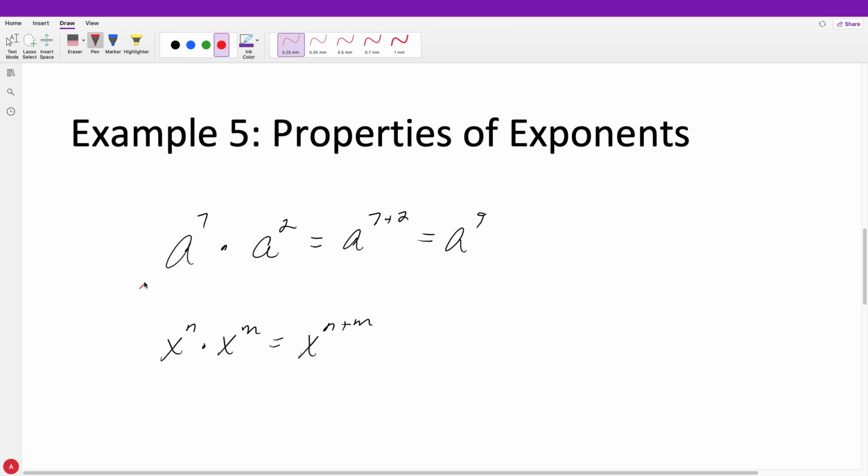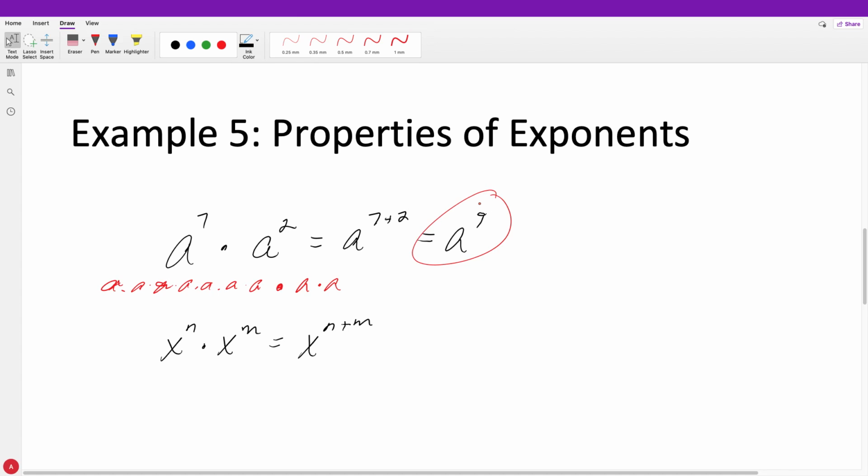Remember, this is telling us that we are actually multiplying 7 a's here, and here we're multiplying 2 of them. So in total, we're multiplying 9 a's together, which is why we have the power of 9. You don't need to expand it out. You can simply add your powers together.